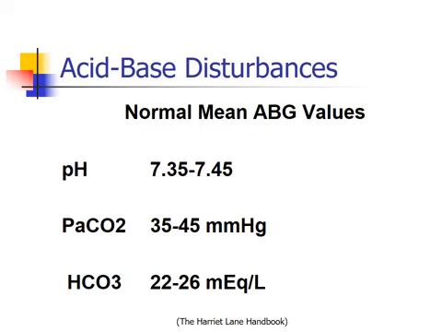Now we'll talk about acid-base disturbances. These are the normal mean arterial blood gas values that are similar to your adults. These were taken from the Harriet Lane handbook that the physicians use. So the pH is 7.35 to 7.45. PaCO2 is 35 to 45 millimeters of mercury. And the bicarbonate is 22 to 26 milliequivalents per liter. And you always want to put the unit of measurement whenever you're adding any numbers to a chart.